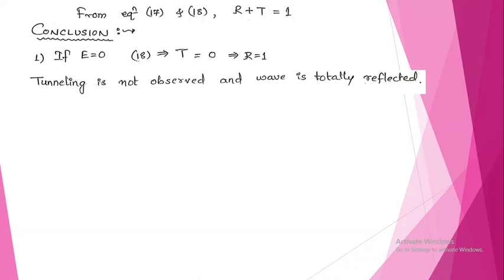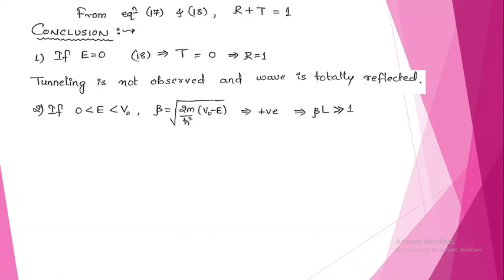That is obvious. Then coming to the second case, let us say that the energy of the particle lies in between 0 and V naught. V naught is the potential of the rectangular barrier. In that case, if you consider the beta value, beta is nothing but the square root of 2m by h cross square into V naught minus E. Here V naught is greater when compared to E, so it will be a positive value, meaning we can say beta is positive. Beta into L, L is nothing but the length of the barrier.